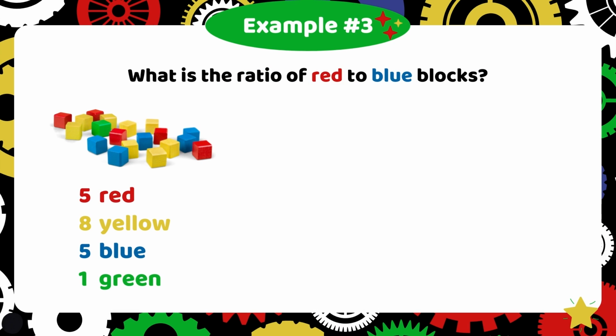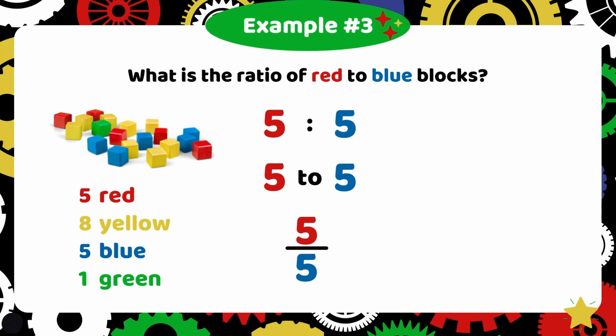Example number 3, what is the ratio of red to blue blocks? Since there are 5 reds and 5 blues, we can write it as 5:5. In a way that's similar to fractions, because both of these numbers are divisible by 5, we can simplify this ratio. We can write it as 1:1. But we don't want to simplify it any more than this, keeping in mind that a ratio is a comparison of two numbers. We have to still have two numbers to compare. So we leave it as 1:1.